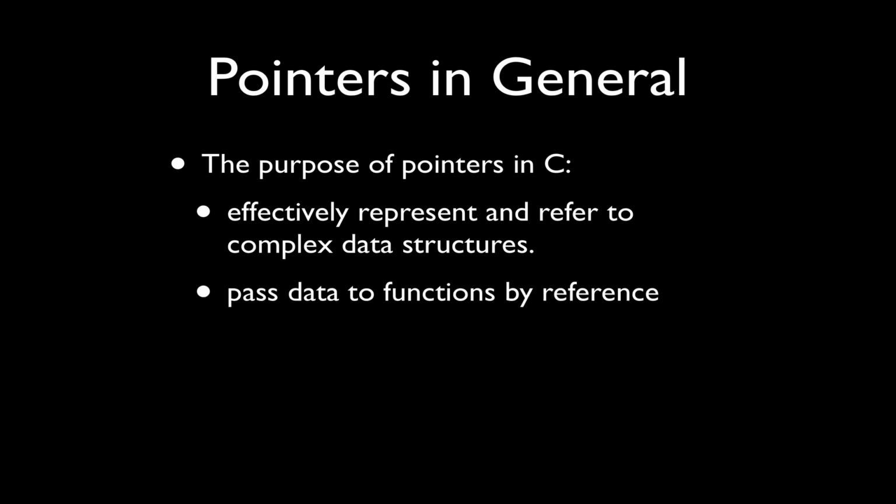We can also use pointers in C to pass data to functions by reference. So we've seen already that most data types in C get passed by value. The exception of that was, of course, arrays. And arrays are actually pointers. We just didn't tell you about that yet. But if I wanted to pass, for example, an integer or a character by reference, we would need to use pointers to do that.